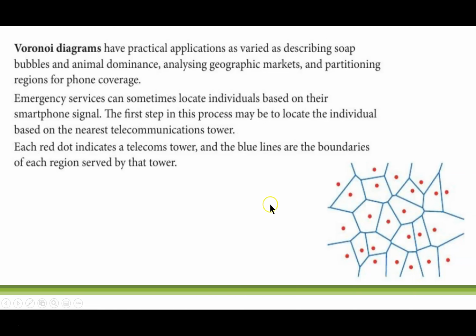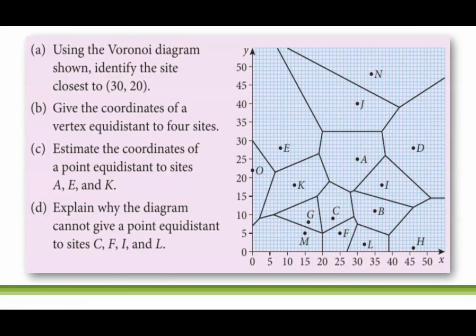But the skill is how do we actually create them? Here's a nice little diagram, or a nice question from a different textbook. Use the Voronoi diagram shown. Identify the site closest to 320. Okay, so I've popped a little point there on 320. This looks like it might be an exam question. I don't know. Voronoi diagrams are new to the syllabus this year, and it's not been an examined course yet, so we don't really 100% know. So we're going to get you prepared for everything that we think they might ask.